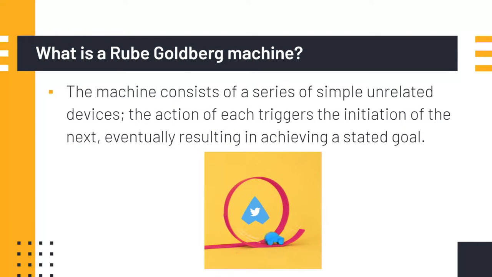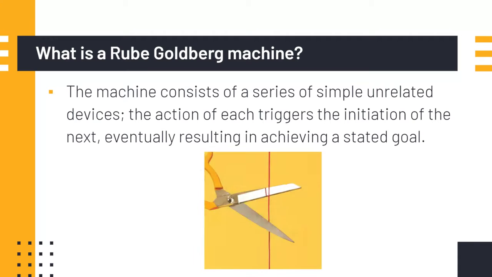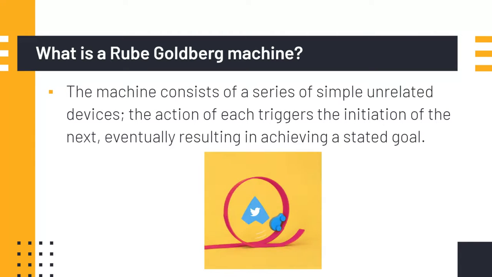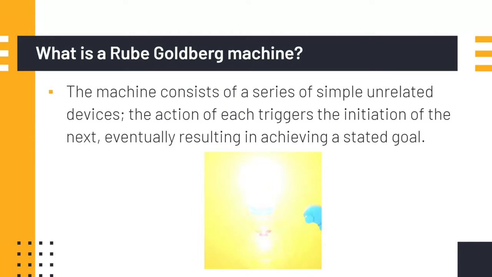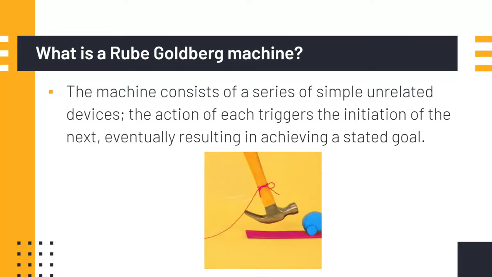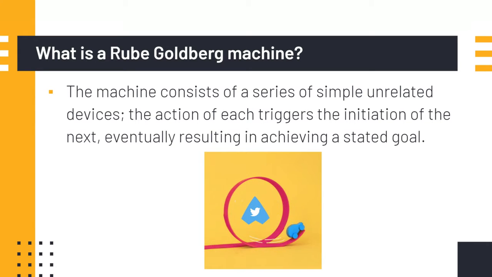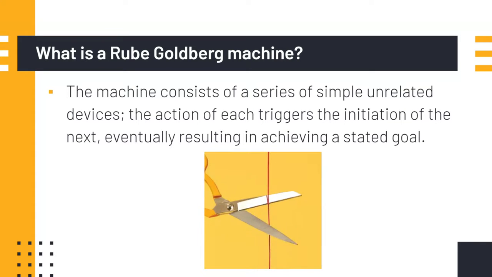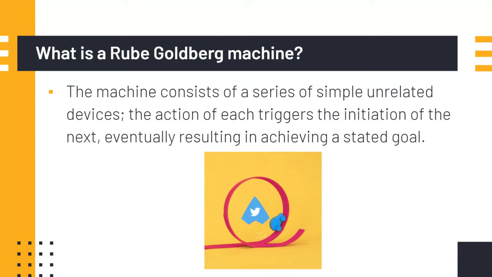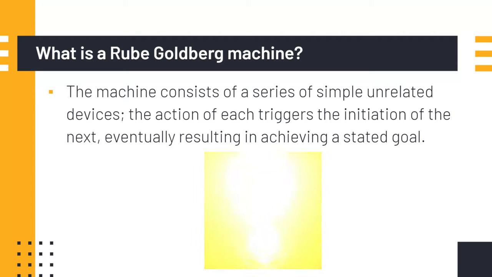So the machine consists of a series of simple, unrelated devices. The action of each device triggers the initiation of the next device, and eventually you will be able to achieve your goal. So for example, in this GIF, the string is cut by the scissors and the hammer swings to push the car, and the car goes around to finally get the stated goal of pushing the light to turn on. So that is a Rube Goldberg machine. You might have seen a video or two before on the internet.